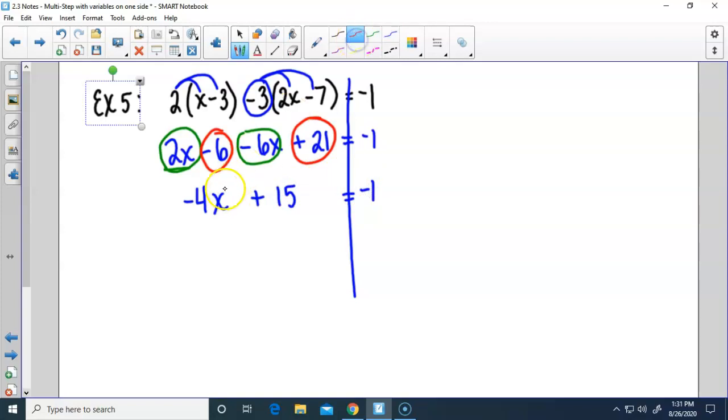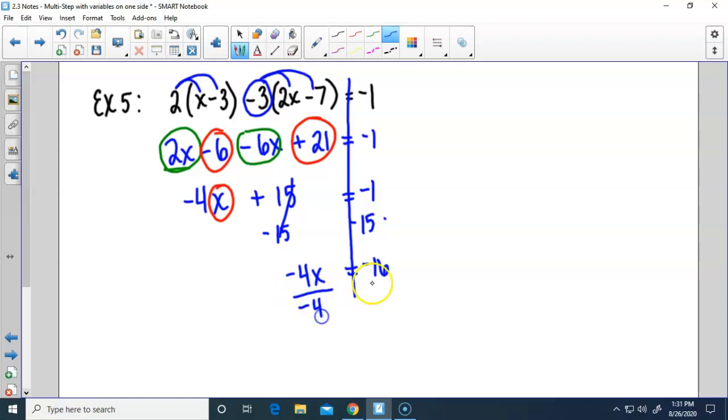All right, still trying to get that x by itself. So if we subtract 15 from both sides, then we'll be left with negative 4x equals negative 16. And then we need to divide by negative 4 on both sides. So x is going to equal positive 4. And positive 4 is our answer for this problem.